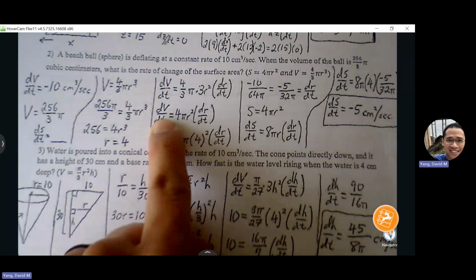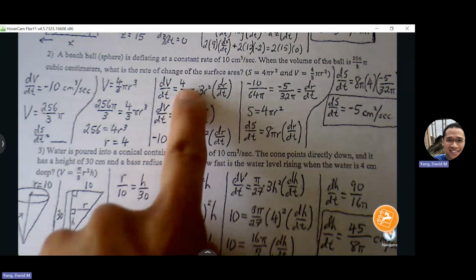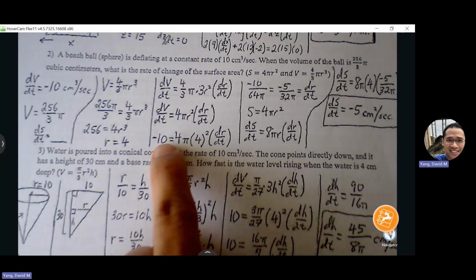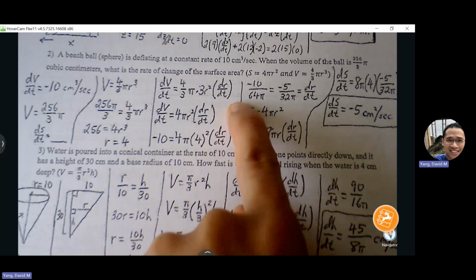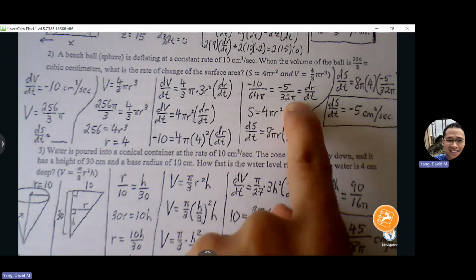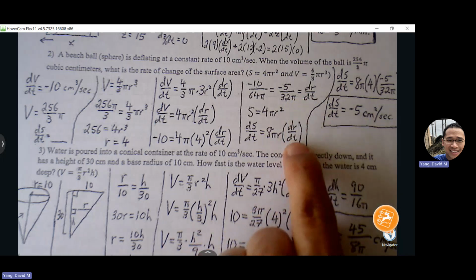Okay, so dV/dt gets replaced with -10. r gets replaced with 4. And if we clean this up here, we get -10 equals 64π dr/dt. Reduce that: dr/dt is -5/32π. Notice that π is still in the denominator. We can't just move that up to the top. That's not the same thing anymore. It needs to stay in the denominator. dr/dt is -5/32π.